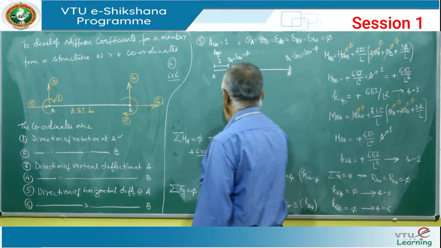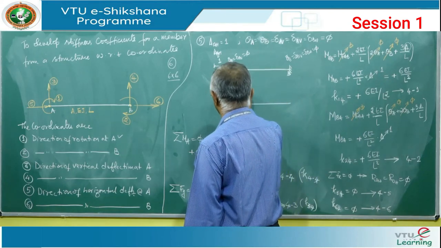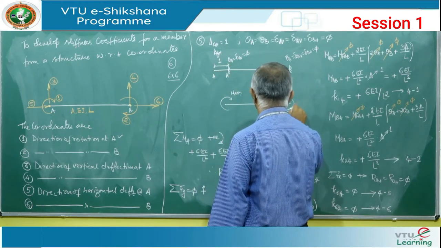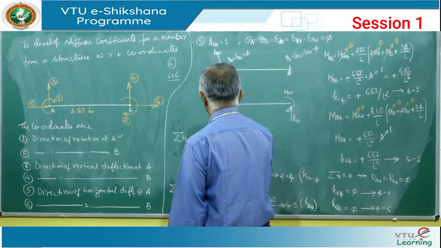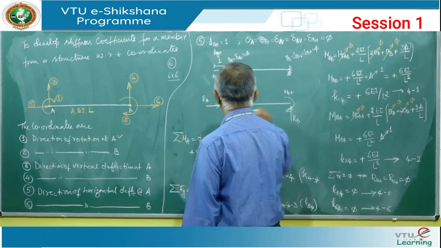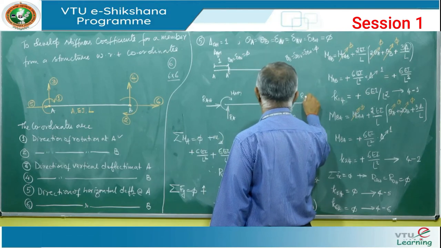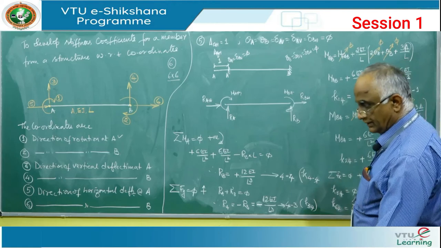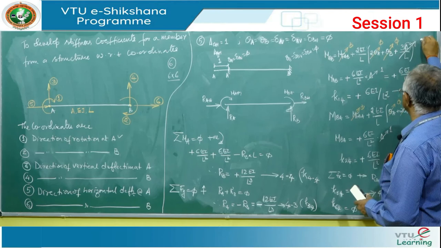If you write the free body diagram of this member now, I can put the value of MAB, MBA, vertical reaction RB, vertical reaction RA. You will get some reaction at A, RAH, and you will get RBH. If you're coming to these equations, everything is zero. Even this is also zero.